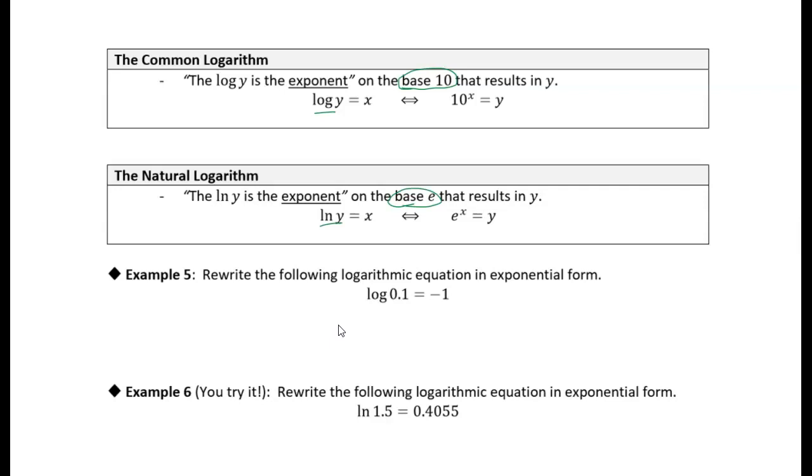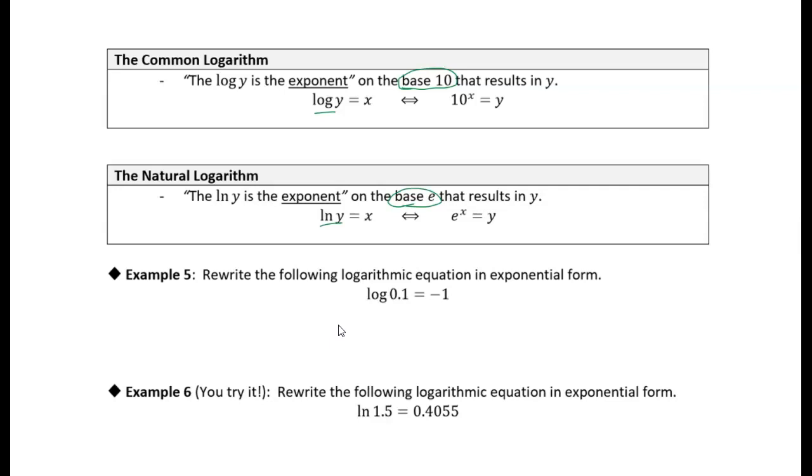Now, these examples are very much like the ones we just did, examples 1 through 4, except that now we're working with the common log or ln, the natural log. So we have to just recognize what the base is. All right, so let's look at example 5.